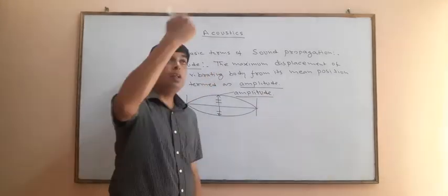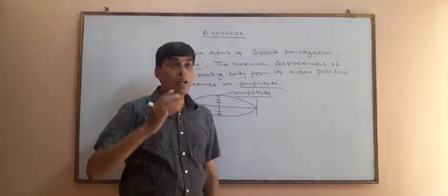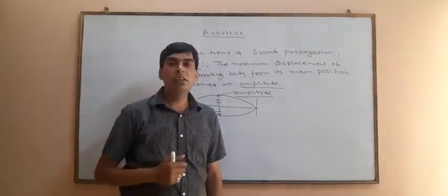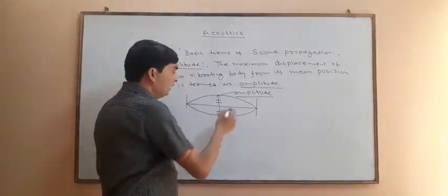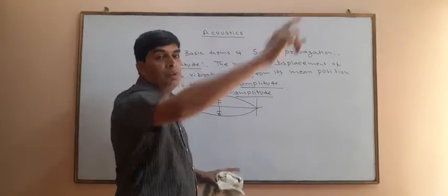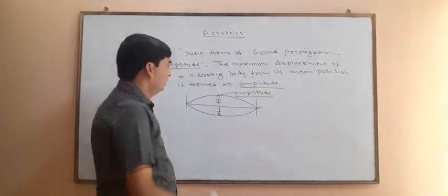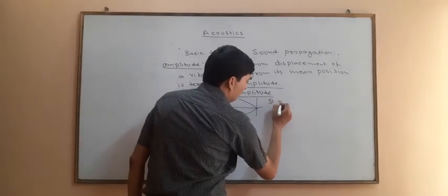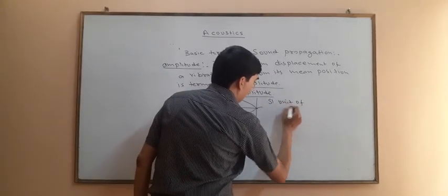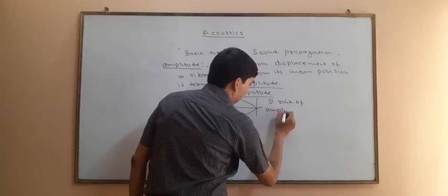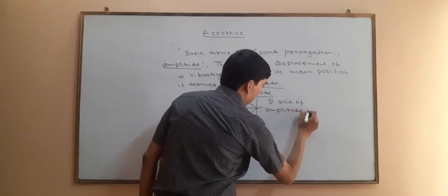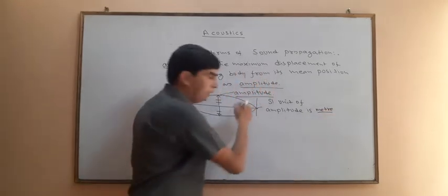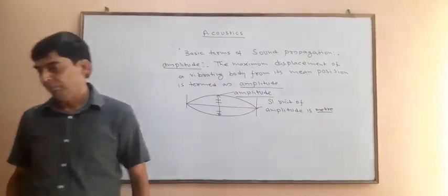That's why if I have to call a person who is a little far from us, I have to increase my sound: please come here. That means we are increasing the amplitude. When we increase the amplitude, the sound will cover a long distance. So amplitude is a distance. The SI unit of amplitude is meter.